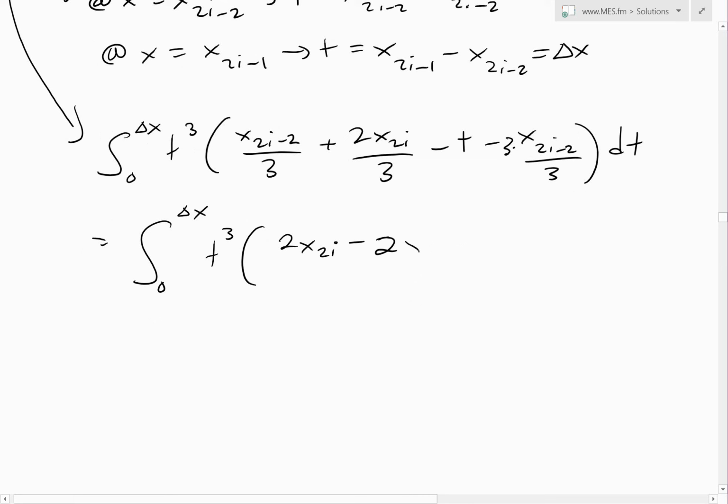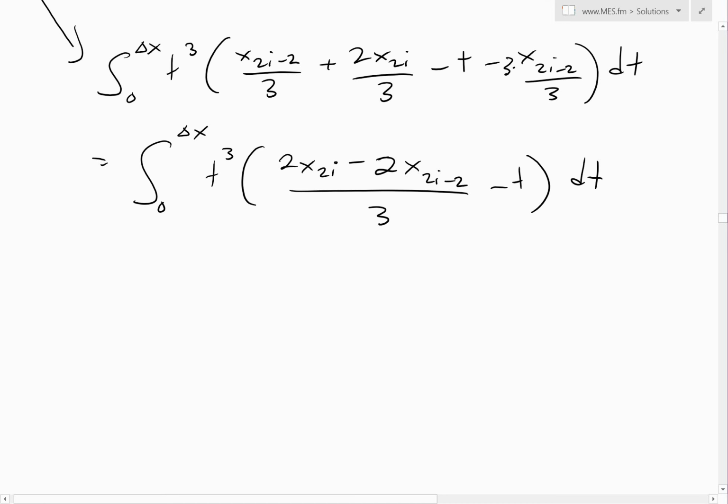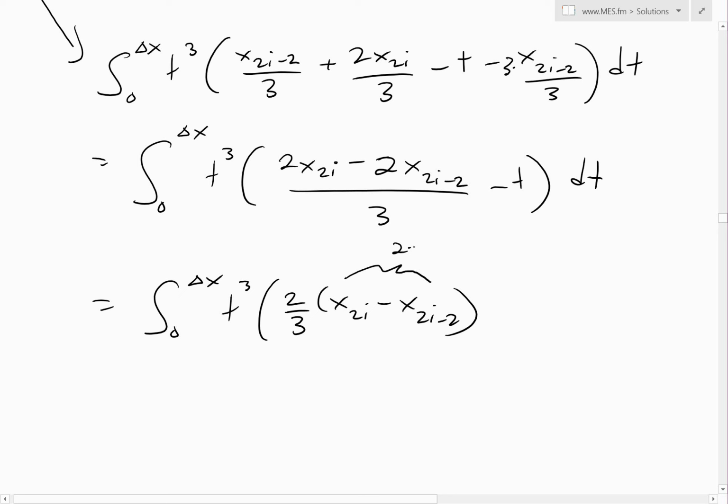Yeah, so that's going to be minus, when we subtract these two, (t_i minus 2) all over 3, and then there's a minus t dt. Simplifying further, taking this out, we get the integral from 0 to delta x. Take this 2 out, we get t cubed over 2 over 3, and now we have this x_{2i} minus x_{2i-2}. This is just 2 times delta x, that's just the distance across from the left endpoint to the right endpoint. So that's just going to be 2 times delta x minus t dt right here.